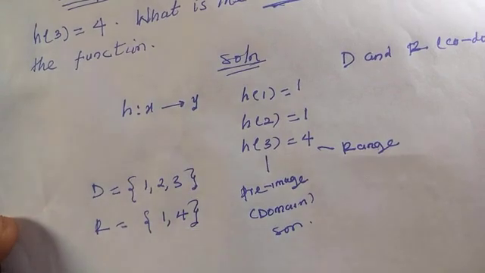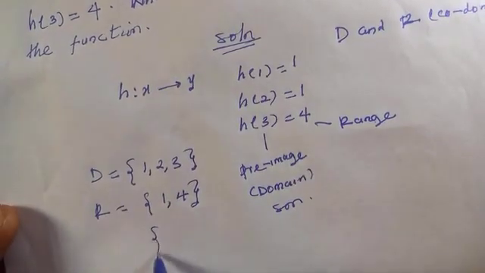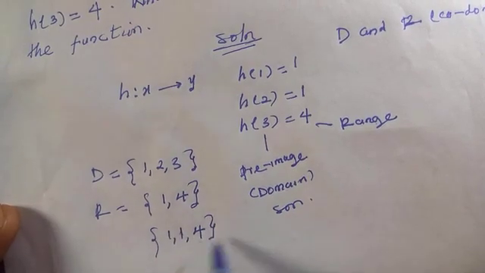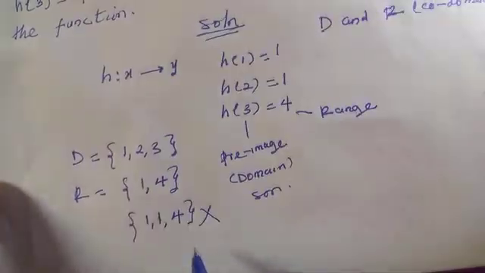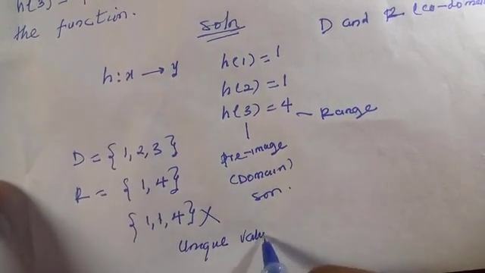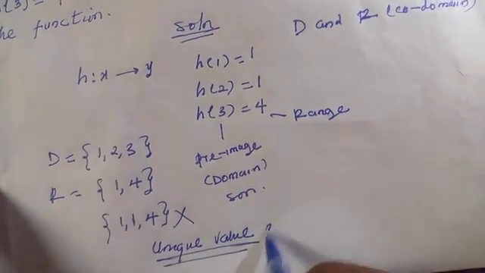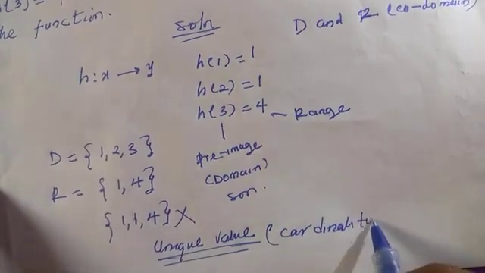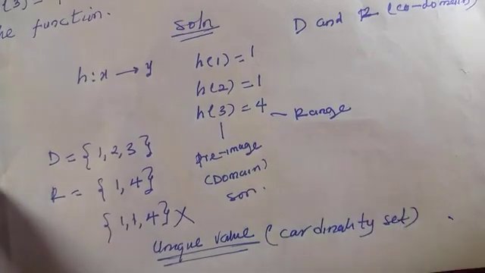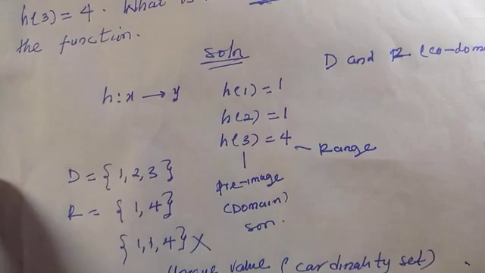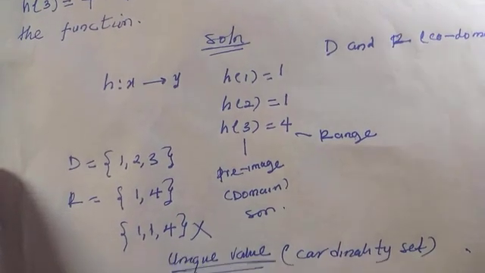But I said earlier that the range is always unique. I mean the codomain is always unique. So we have 1, 1, 4, but I end up having 1 and 4. So 1 and 4 is the solution, but if you take 1, 1, 4, this is not true because we are taking the unique values, and this follows the cardinality of a set. You know, the total number of elements in a set, but when a number repeats, we count it as 1. So just for you to know, the range is always unique. If it repeats, we count it as 1.